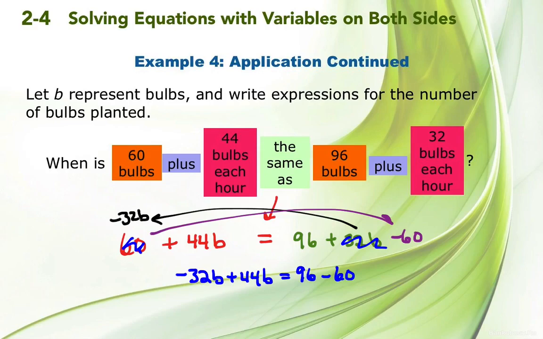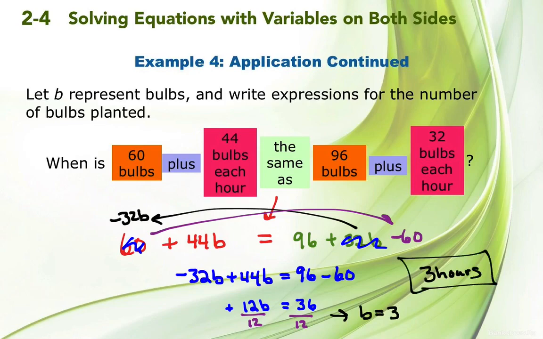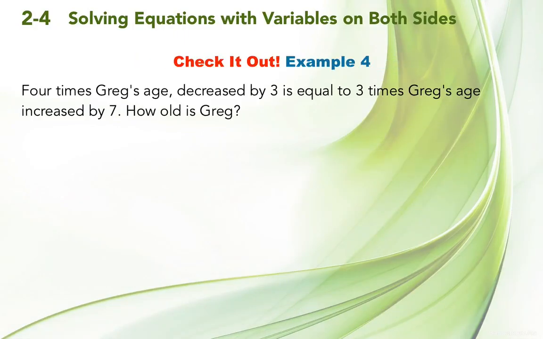For my left side, negative 32 plus 44, the signs are different, so I'm going to subtract and keep the sign of the bigger number. That's going to be positive. So 8, 9, 10, 11, 12. 12B equals 96 minus 60, which is 36. So I'm going to divide both sides by 12. I'm going to have to write this over here on the side just a bit and get B equals 3. So after 3 hours, they will have planted the same amount of bulbs. Let's take a look at the next word problem.